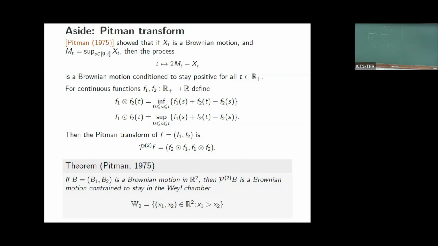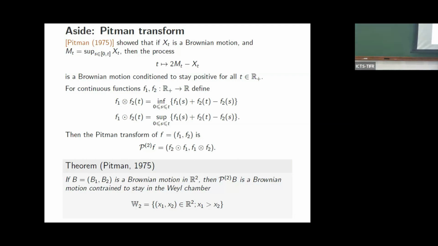And he showed that this 2M_t minus X_t has a very nice distribution. It's called the Bessel process. And it can be viewed as a Brownian motion that is conditioned to stay positive, to stay above the horizontal line for all t in R+. That's one way of stating the Pitman transform. Here I will not talk so much about Brownian motions and Brownian motions conditioned to be positive, but I want to focus on this transformation, twice the maximum minus X, which is called the Pitman transform.